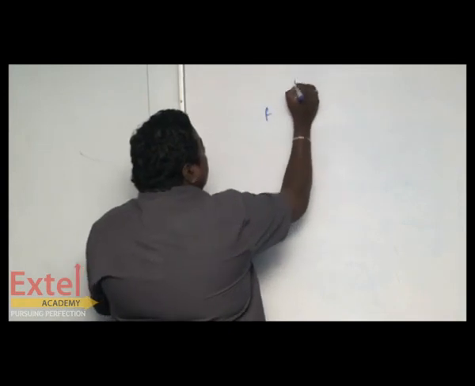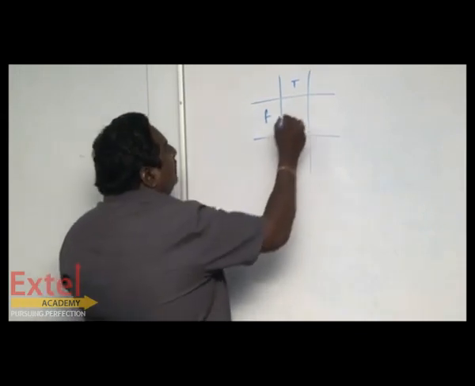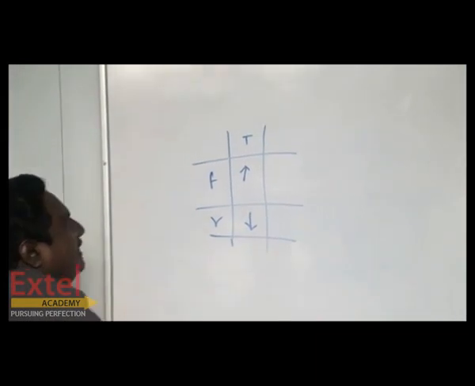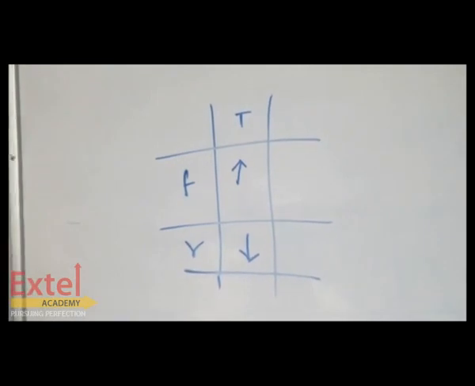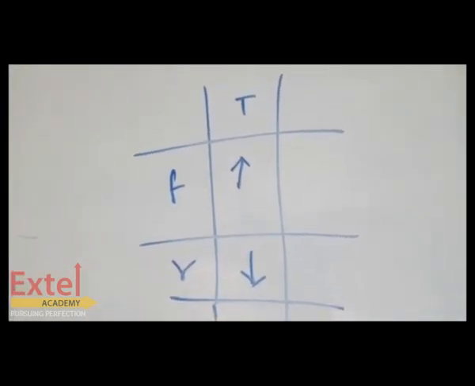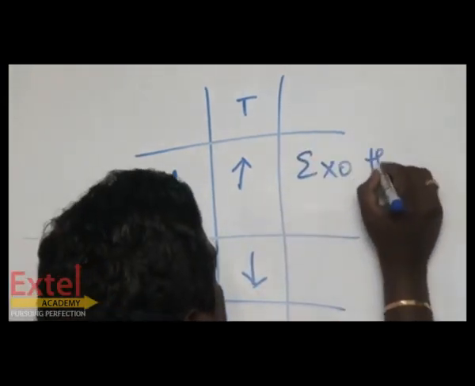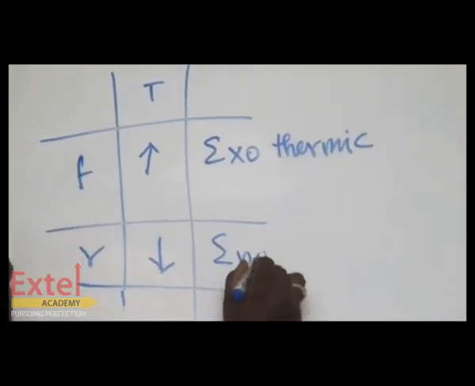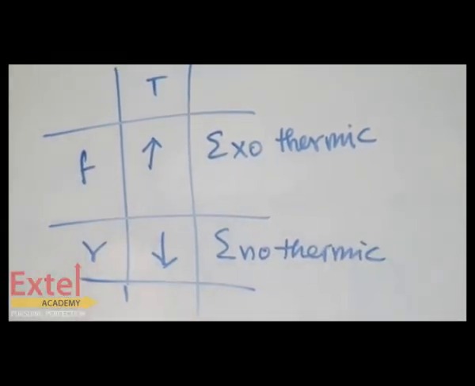In forward reaction, suppose heat is liberated, temperature increases. In reverse reaction, temperature decreases. What's happening? In forward reaction, temperature increases. In reverse reaction, temperature decreases. It is called exothermic reaction. The forward reaction is called exothermic reaction. The reverse reaction is called endothermic reaction.